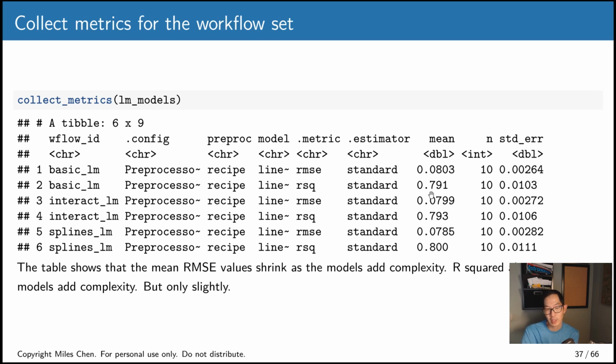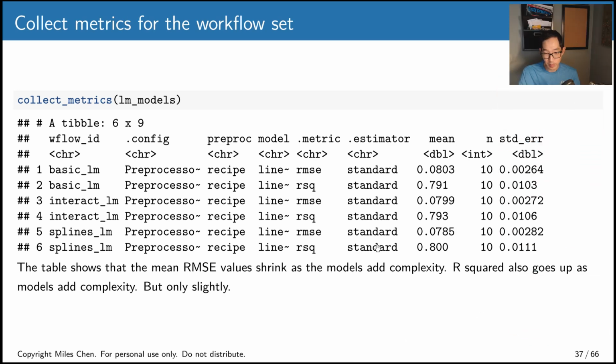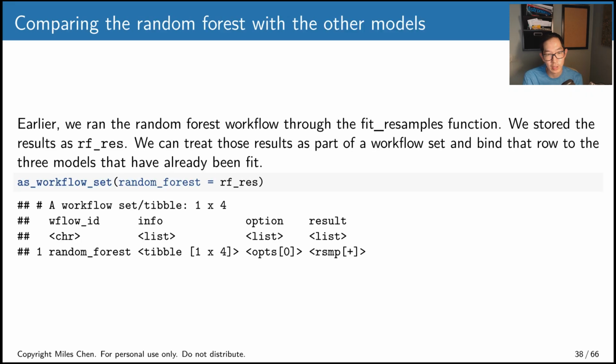So it does seem that the model with the splines has the best RMSE performance when we did cross-validation, and adding interaction terms did improve performance over the basic LM. So it does show that things improve as we made our recipe more and more complicated. The R-squared values also go up from 0.791 to 0.793 to 0.800. Not a ton more, but as we added complexity to our recipe, that performance did improve.